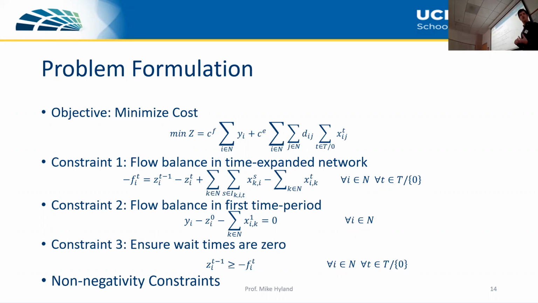And then in order to ensure that the wait times are 0, we make sure that the number of vehicles in zone i at the end of the prior time period is greater than the demand for vehicles in that same zone in the next time period. Right, so let's say f_it is equal to -5. That means we have to cover those 5 travelers in time period t in zone 5. To do that, I'm going to make sure that there's at least 5 vehicles waiting in this zone from the prior time period.